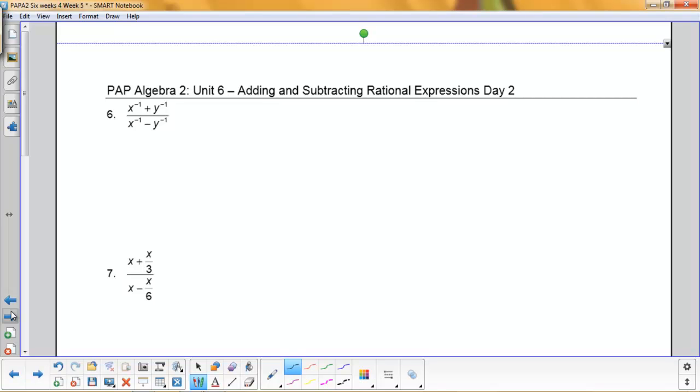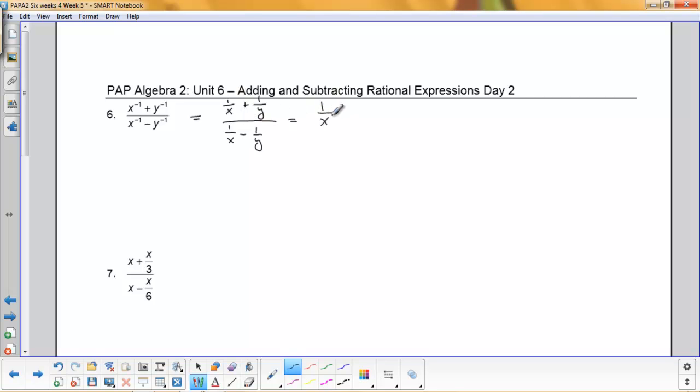One last problem before you are free to work on the rest. This one at first glance looks like I'm just going to flip everybody around. These guys go downstairs, these guys come upstairs. That is not the case. Please be very careful about this. This is actually 1 over x plus 1 over y, still in the numerator, and 1 over x minus 1 over y, still in the denominator. Now I've created my complex fraction.